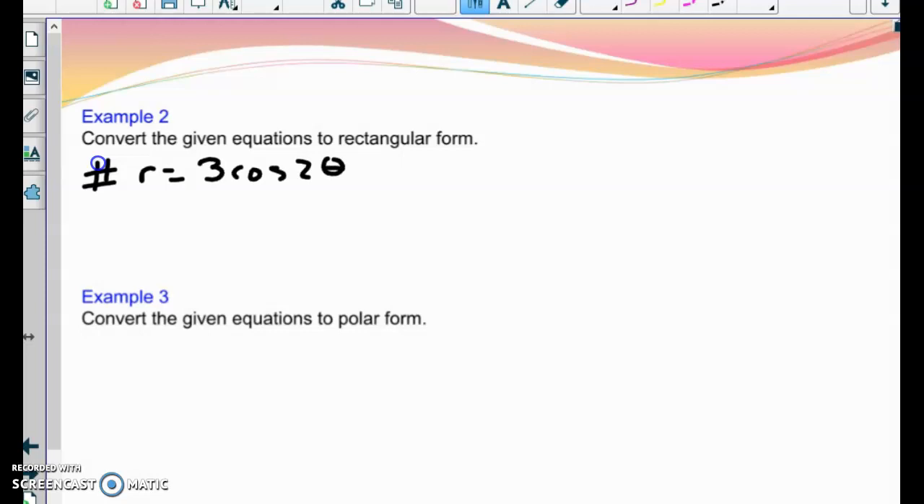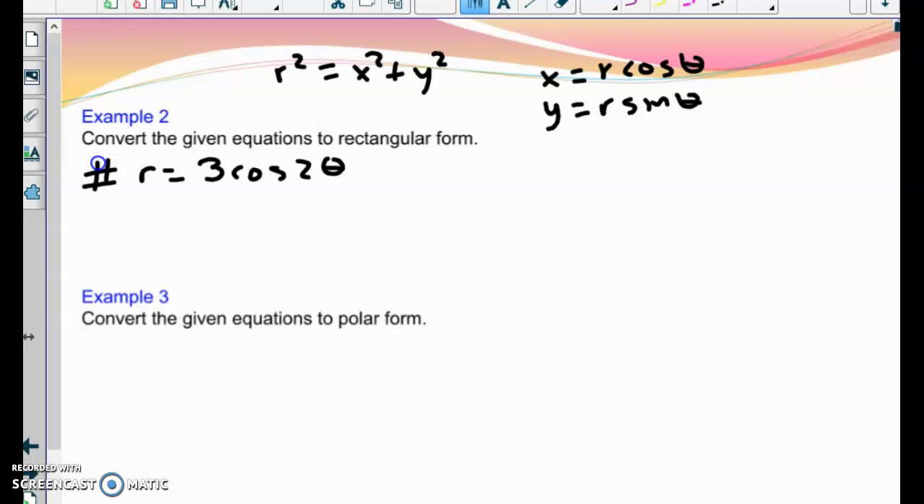Well, there's a couple formulas that we need to know going into it. A couple of them we already talked about. r cosine theta is equal to x, and y is r sine theta. We also know that r squared is equal to x squared plus y squared. That's how we got the distance from the last one, from rectangular to polar coordinates. So these are the ones that we're going to use.